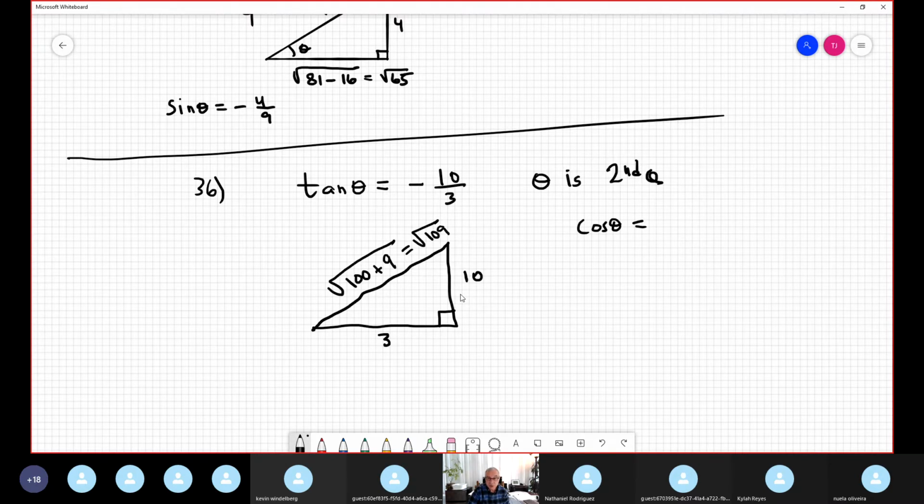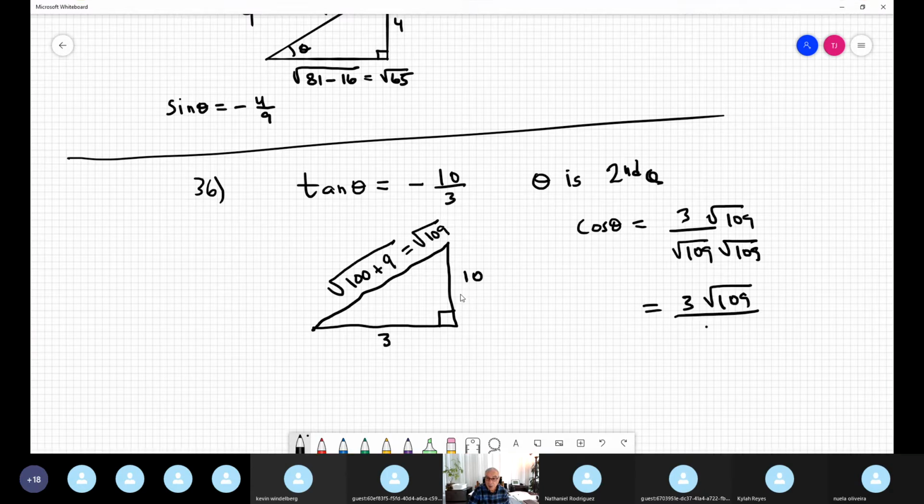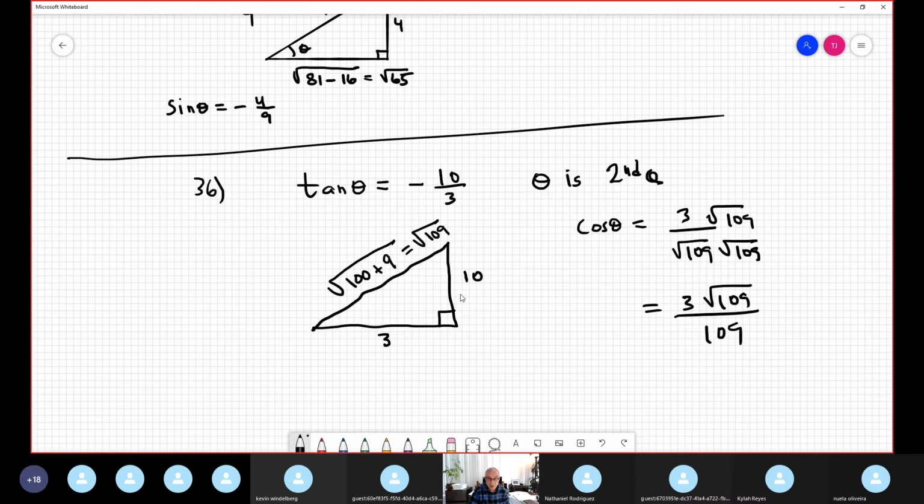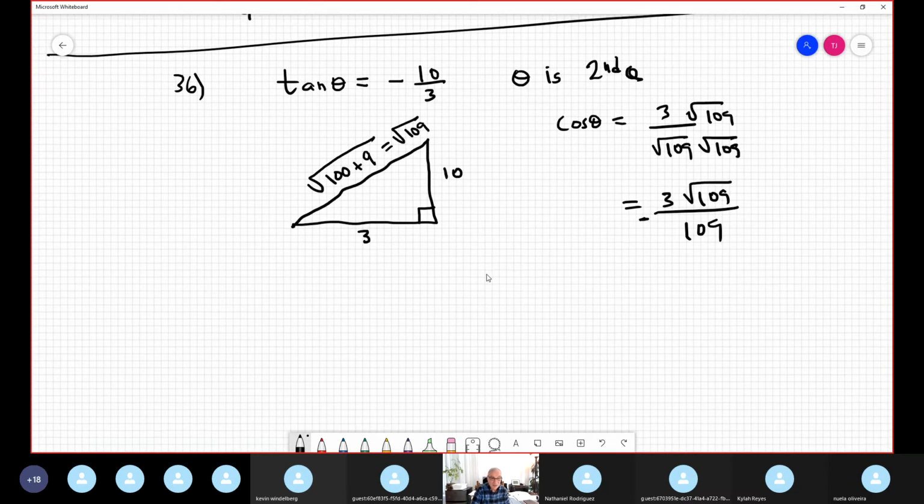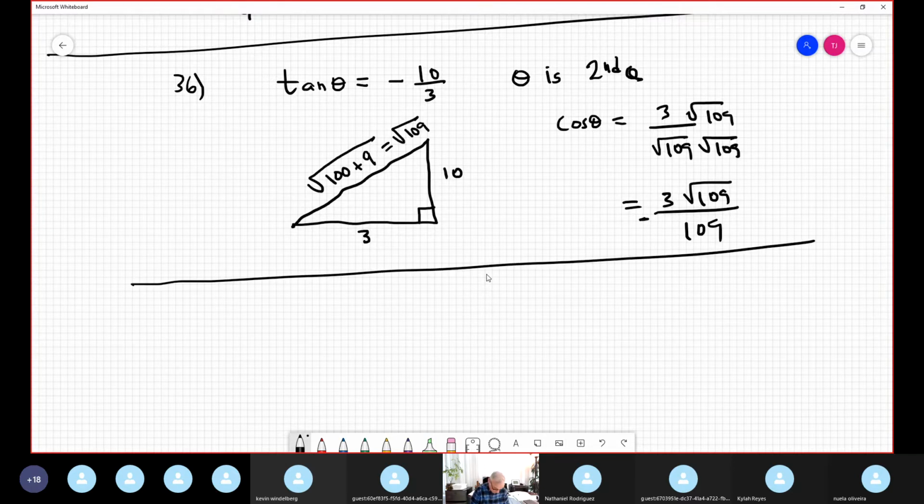Cosine theta is the ratio between adjacent over hypotenuse. Rationalize, it is 3 radical 109 divided by 109. And what about the sign? Is it positive or negative? It's negative, because I know that any cosine in the second quadrant is negative. Cosine for any angle that lies in the second quadrant is negative. Okay, 37 now.